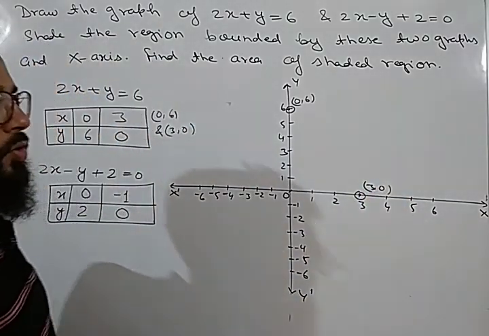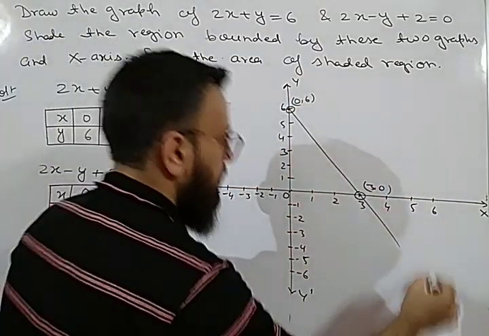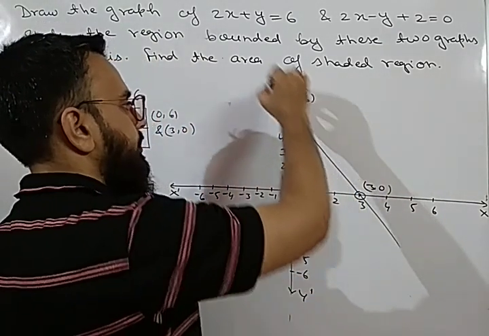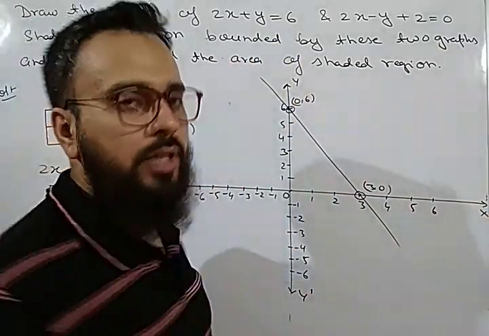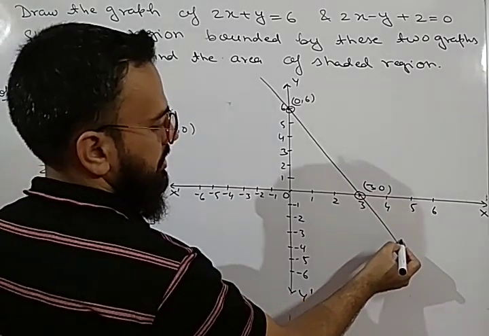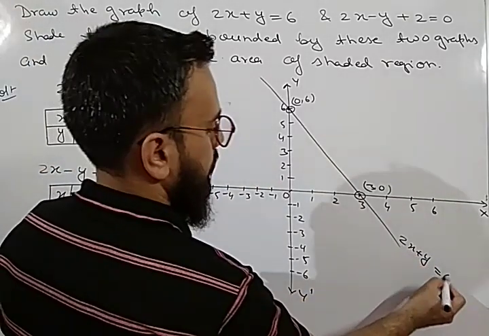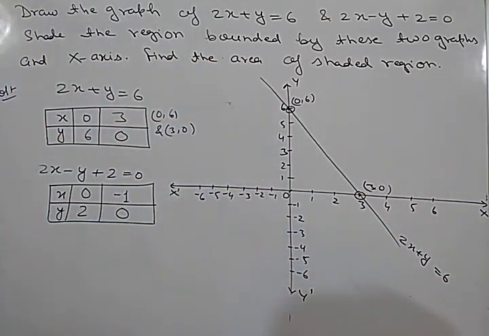If you join both of these points, then this will be a straight line and we can extend it on both sides. So this is the graph of the first equation. We will write the equation here. The equation is 2x plus y is equal to 6. This is the graph of the first equation. Clear? Now we will move to the second equation.